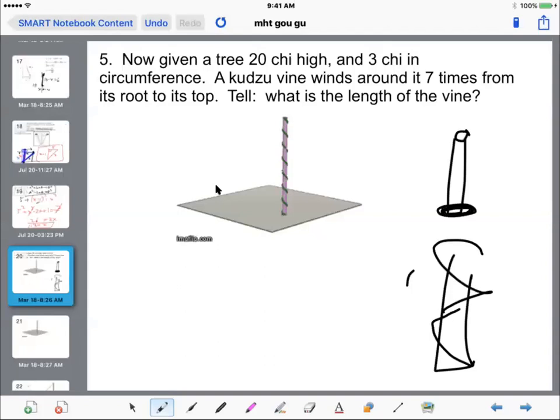Yeah, it would just be 7 times 20. No, sorry, not 7 times 20, because 20 is the height of the tree, but the circumference is 3. So it would be 21 in that case. But that's not what's happening. It's not just winding around the bottom 7 times. It's winding like this. It's hard to see, I really didn't draw it that well.